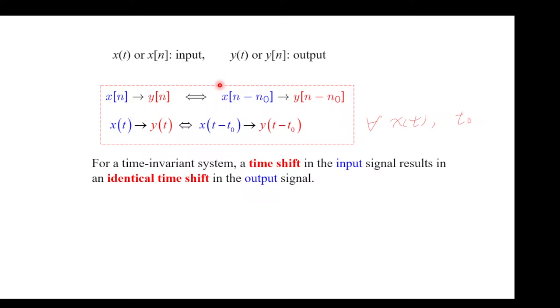So if you have some input that gives you some output, and you do an arbitrary shift on your input, then you will have the same output with the same time shift. Then your system is time invariant, because that means that whenever you apply this signal, you will get the same response. Okay. So that's time invariance, and it's kind of hard to calculate, but anyway.